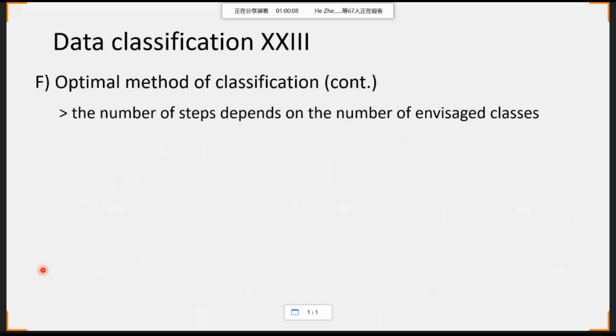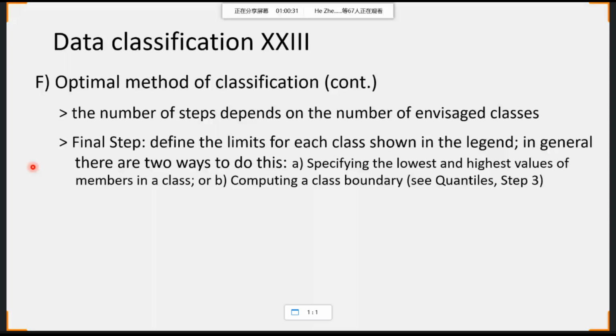The number of steps depends on the number of envisaged classes. So if you want to have more classes at the end, then there are more steps. This is just a description of what's going on. We are not computing this in detail. And then the final step: define the limits for each class shown in the legend. In general, there are again these 2 ways you know already.